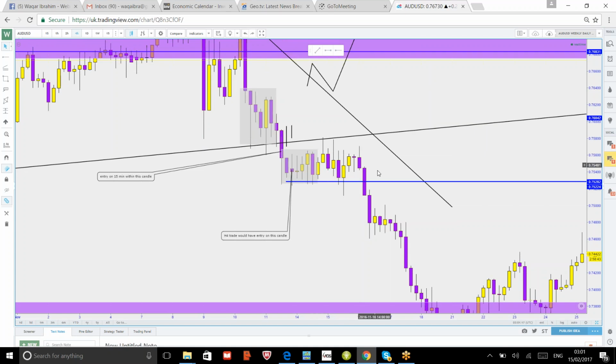Okay, then the price breaks to the downside, right? Stay in the trade or exit the trade? Tell me, anyone.